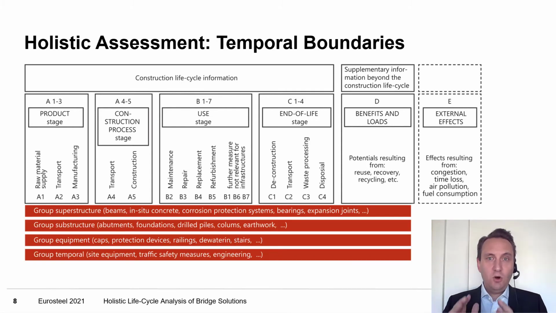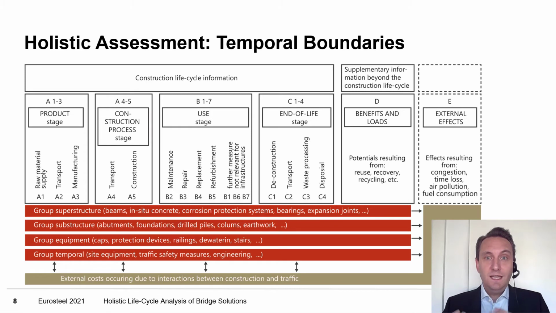The costs in all these life cycle stages are calculated for 4 different groups. The groups are the superstructure and substructure group. Then all the equipment parts are grouped into one group. And then finally we use a group temporal where, for example, site equipment, traffic safety measures and so on are combined. This structure interacts with the traffic when building site measures are performed.